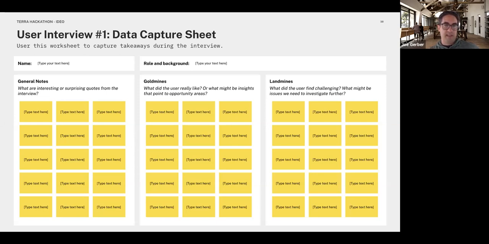But here are 3 categories that we look for: just general notes, anything interesting, surprising, quotes; gold mines, where you're like, oh, this is really hot, they're really interested in this, there's something that points to an opportunity that we can capture; or landmines. What do they hate? What are they finding challenging? What are some issues to design around? The landmines are just as valuable as the gold mines, actually. Surfacing something that scares people away or that they really, really don't like is great, because then you can design around that and create real value.